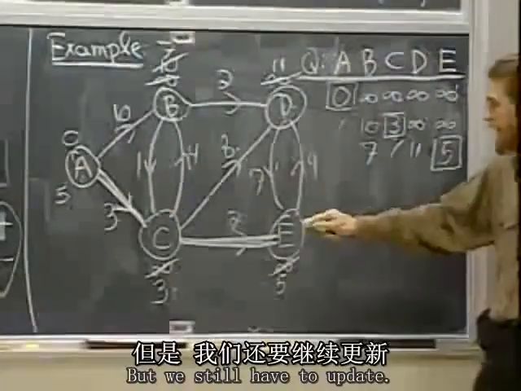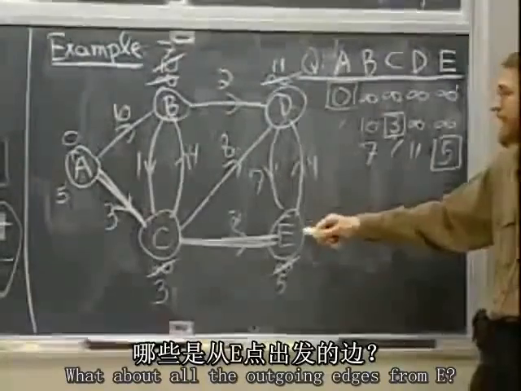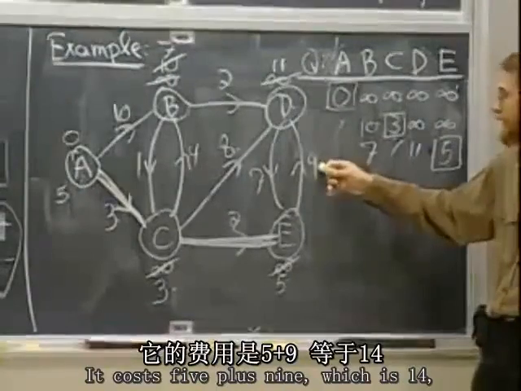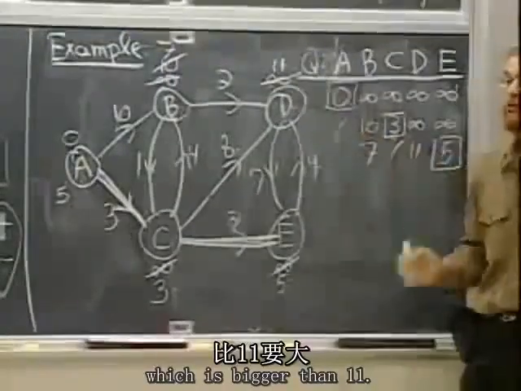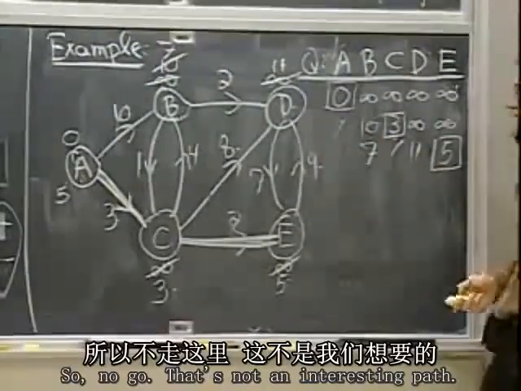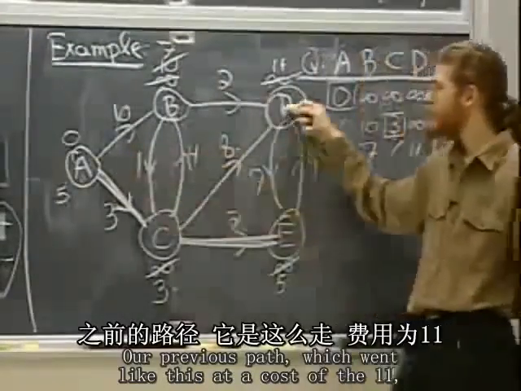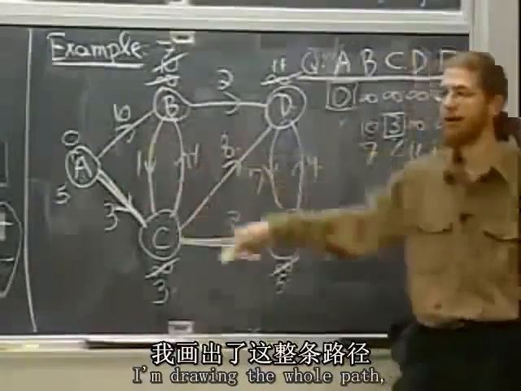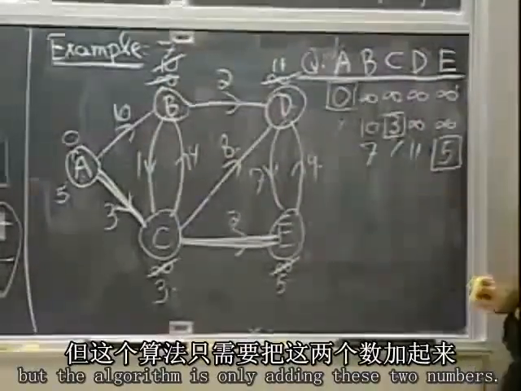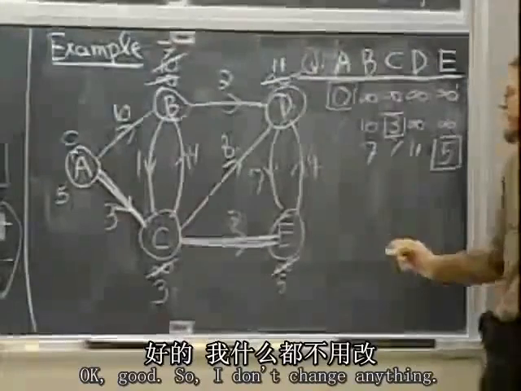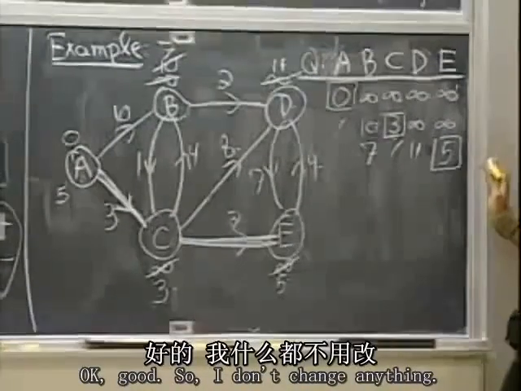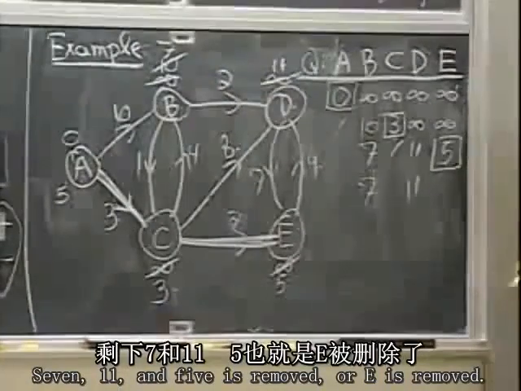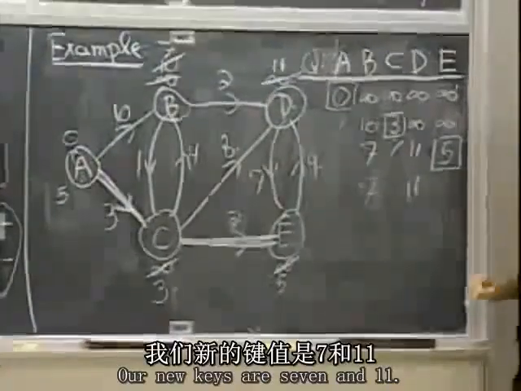But we still have to update: what about all the outgoing edges from E? There's only one here. It costs 5 plus 9, which is 14, which is bigger than 11. So no go. That's not an interesting path. Our previous path, which went like this at a cost of 11, is better than the one we're considering now. I'm drawing the whole path, but the algorithm is only adding these two numbers. Okay, good. So I don't change anything. 7, 11. And 5 is removed, or E is removed. Our new keys are 7 and 11.